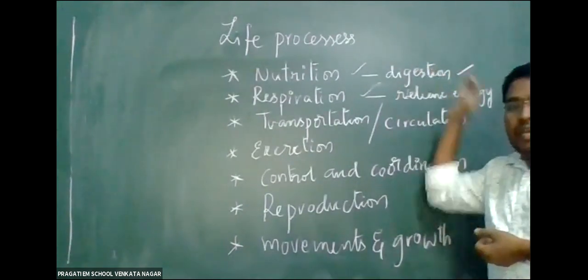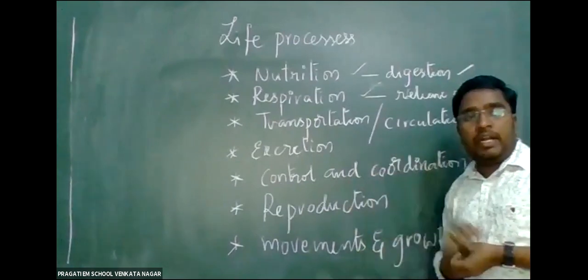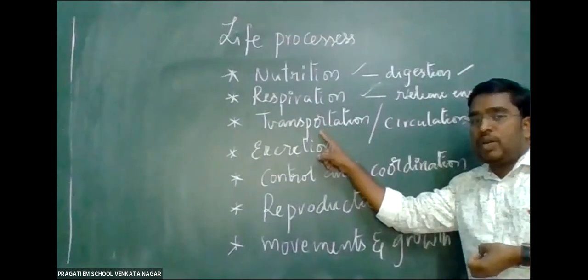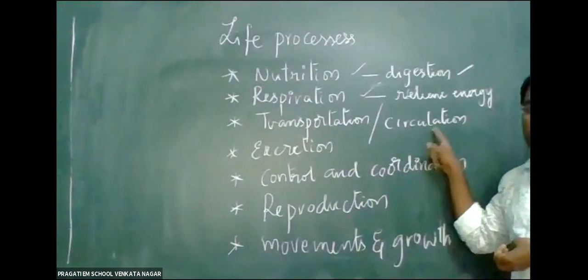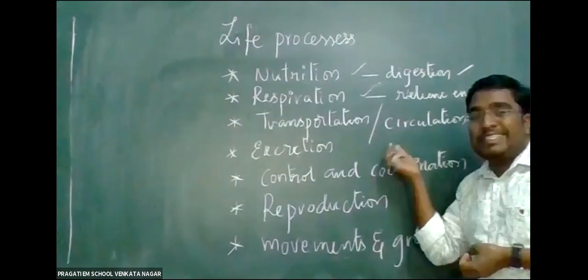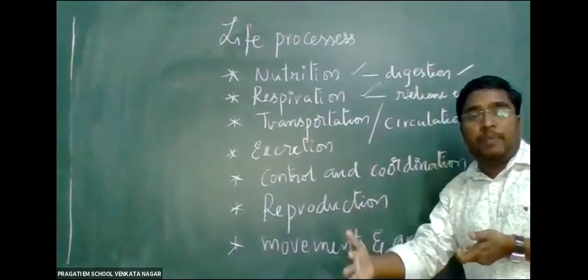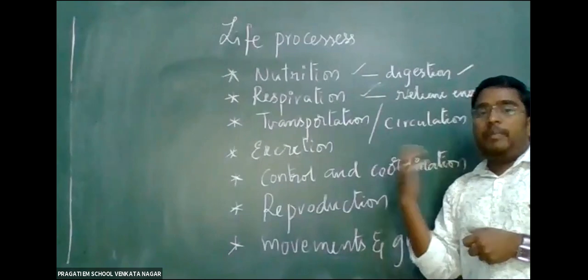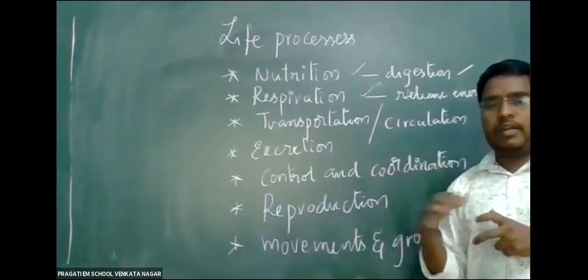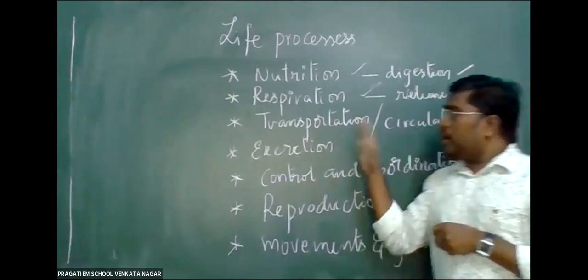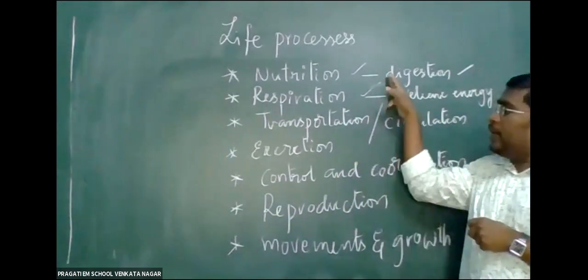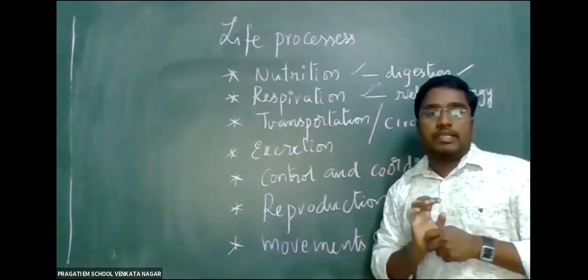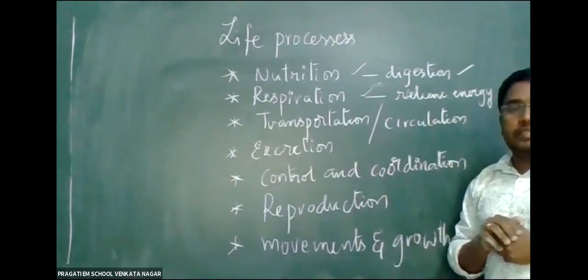The assimilated energy is transported from one cell to another cell with the help of the circulatory system. With the help of circulation, the nutrients are circulated from one place to another. That is different from movement and transportation. Here, internal transportation of nutrients and different gases is carried out in the living organism with the help of the circulatory system.